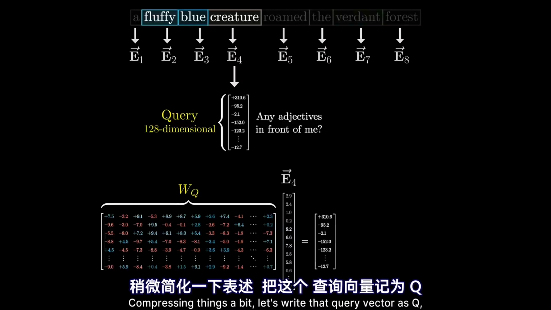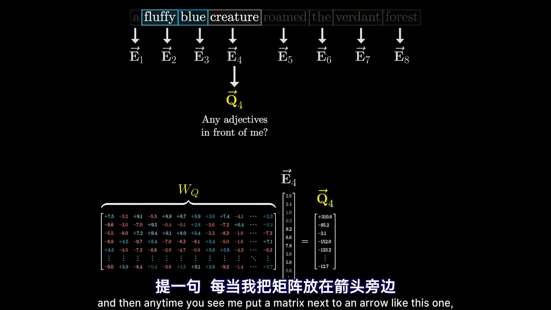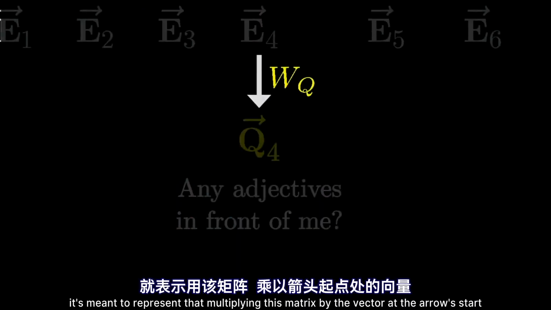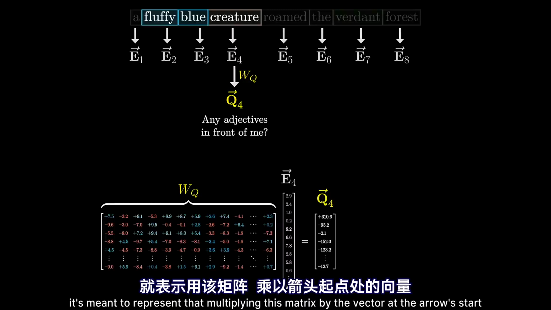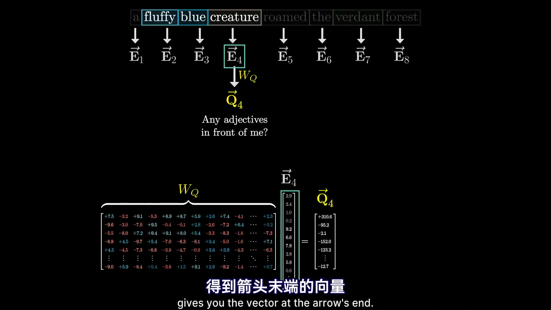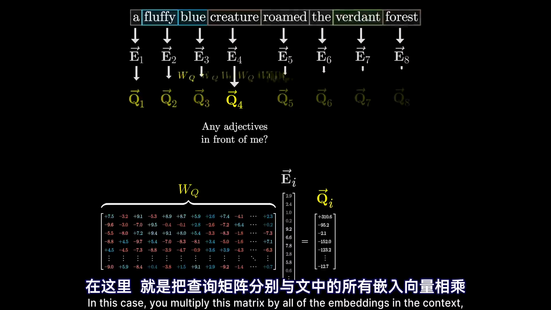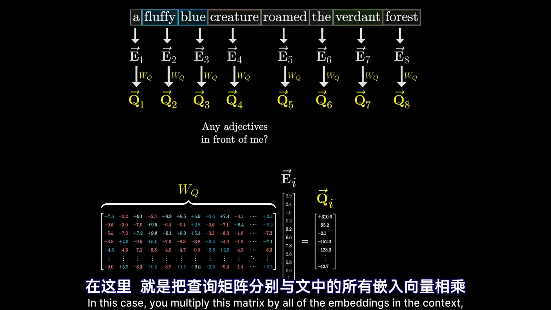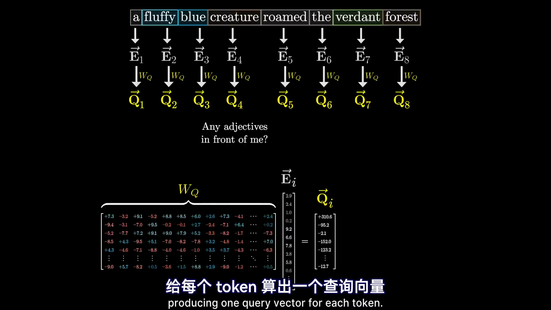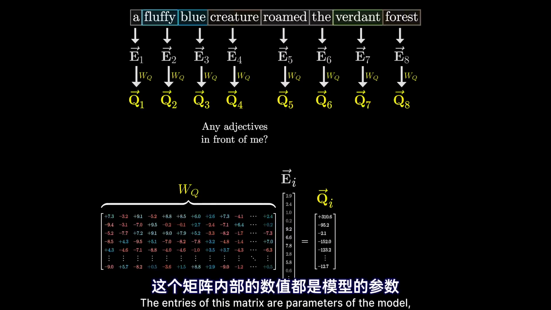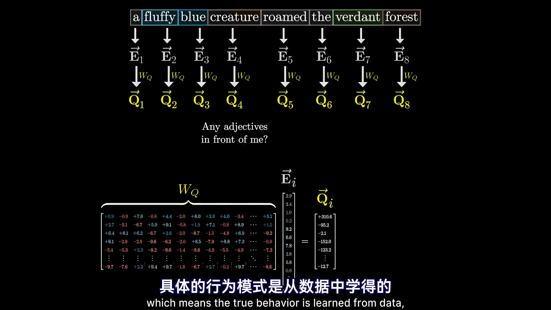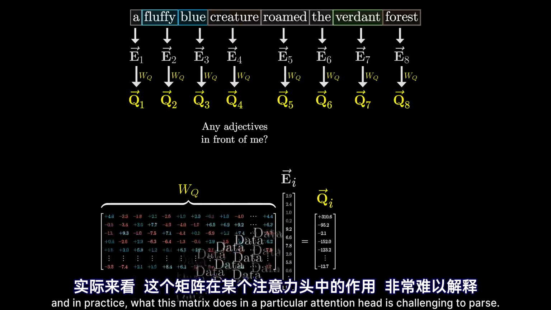Compressing things a bit, let's write that query vector as Q, and then anytime you see me put a matrix next to an arrow like this one, it's meant to represent that multiplying this matrix by the vector at the arrow's start gives you the vector at the arrow's end. In this case, you multiply this matrix by all of the embeddings in the context, producing one query vector for each token. The entries of this matrix are parameters of the model, which means the true behavior is learned from data, and in practice, what this matrix does in a particular attention head is challenging to parse.